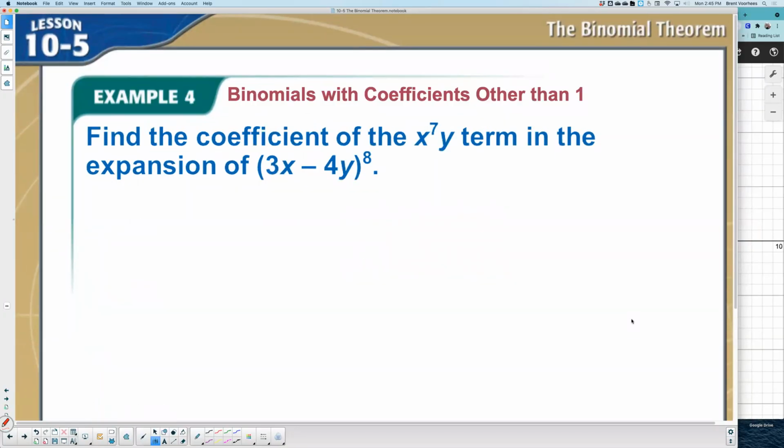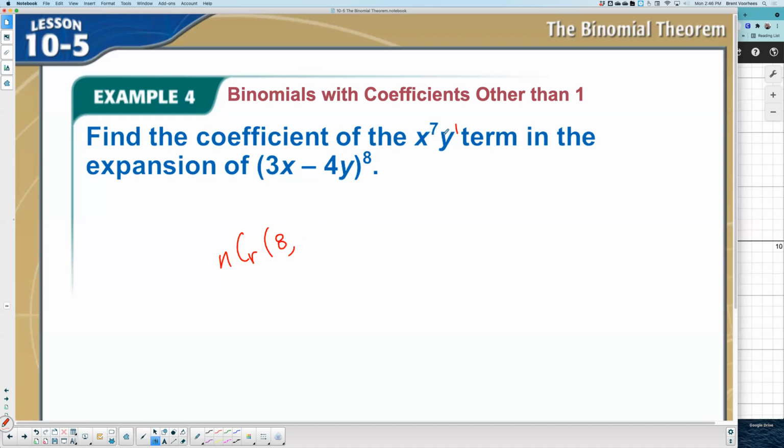All right, so one more way you might see this is they might give it to you this way where it says find the coefficient of the x to the 7th y term. And basically what this is saying is find your coefficient when you have 7 wins and 1 loss. That's another way of saying this. So using NCR, how many times would you be playing if you have 7 wins and 1 loss? 8. That's your N.